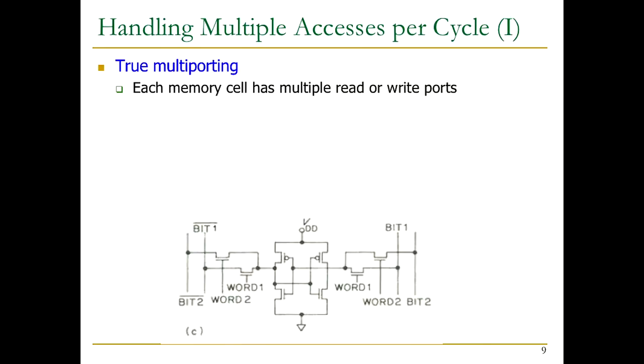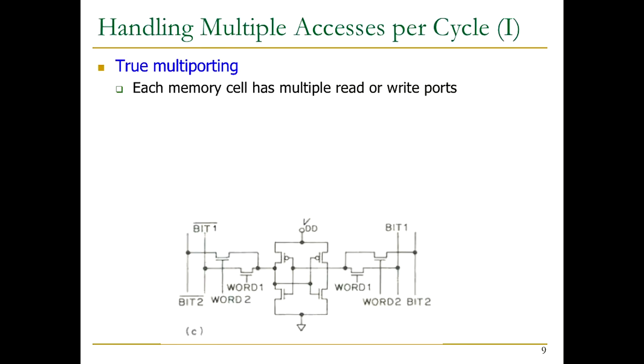Each memory cell has multiple read or write ports. In this case, it's a read port, right? So maybe when you're reading from this cell, another cell, you're reading using the other port, bit line 2. That way, you can actually sustain two accesses from two different cells. That's the idea. Now, what is the downside of this? Well, what's the upside? You can perfectly get two accesses. You're reading from this cell using this bit line, and reading from some other cell using the other bit line. So you have two truly concurrent accesses that way, right?